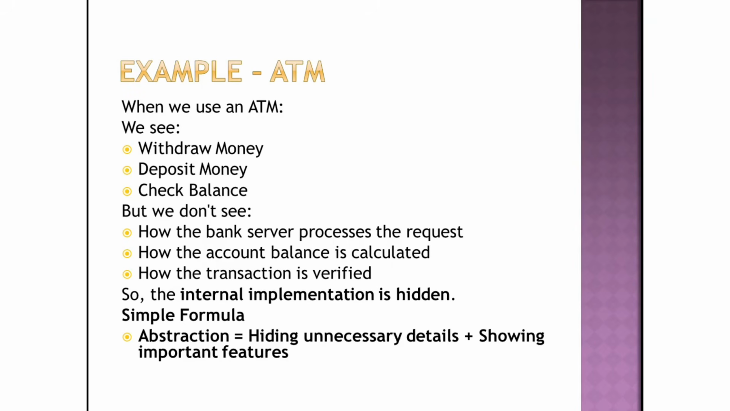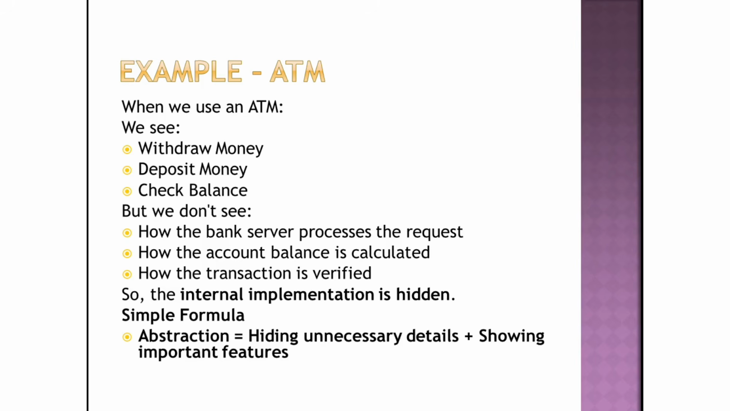For example, when we select withdraw money, how does the ATM communicate with the bank server? How does it check whether our account has enough balance? How is our PIN verified? How is the transaction recorded? How is the new account balance calculated? All these activities happen internally, but the user doesn't need to see them. The users only see the required options and use them. This is exactly what abstraction means. The ATM shows the important features and hides the internal implementation.